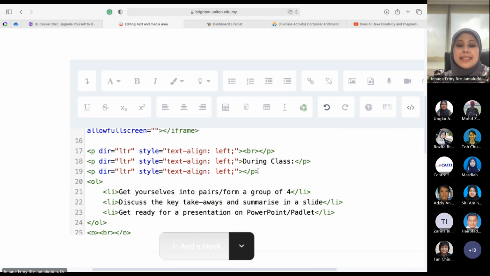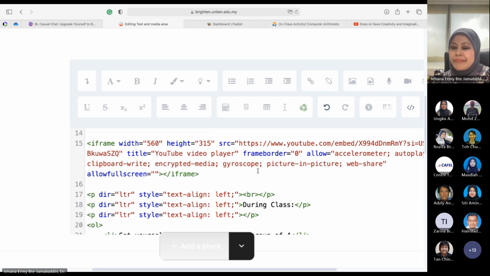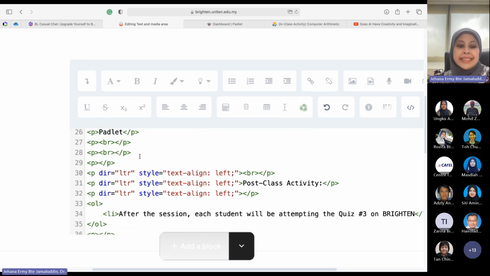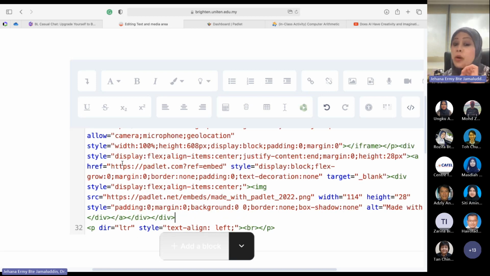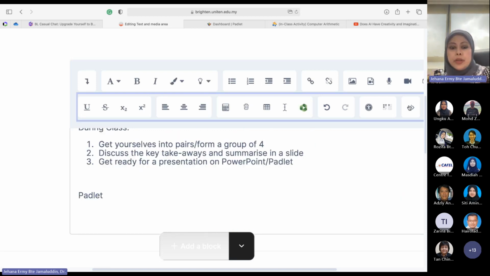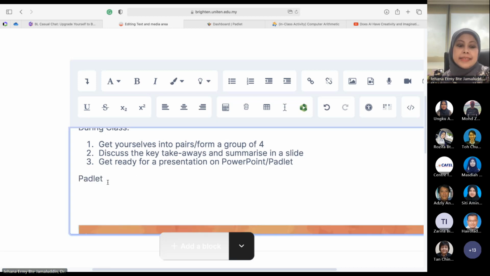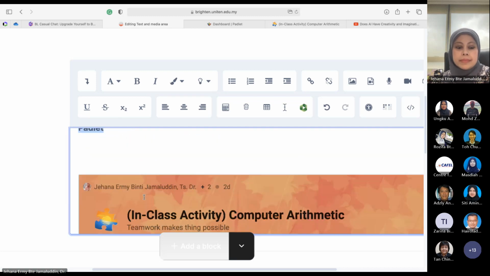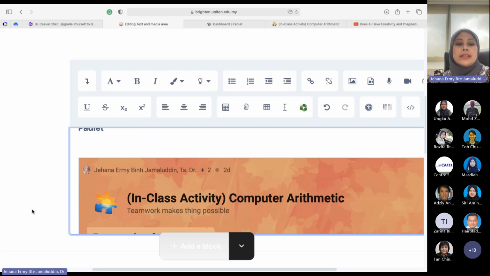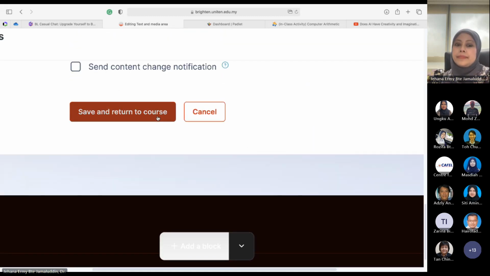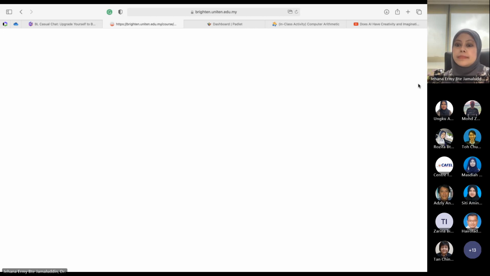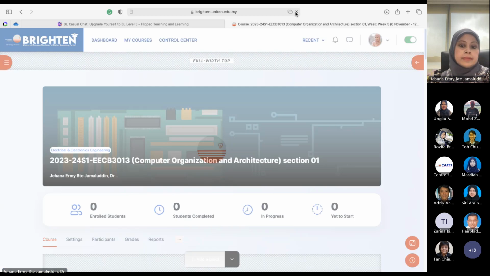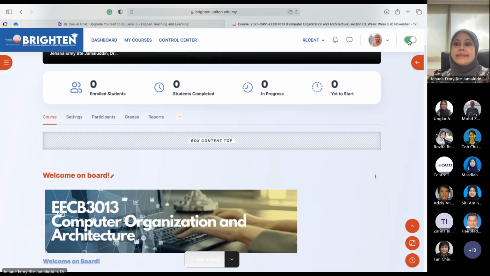Where is it? Can you see? Can you spot where Padlet is? Here. I hope it's the correct placement. Go back. View it. Is it there? Okay, not too close. There you are. Okay, so let's watch how it looks like.